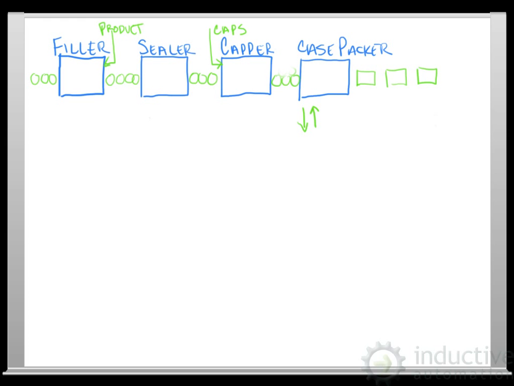So that downtime, let's say it was, I don't know, 30 seconds or something. That downtime really didn't stop the filler or the other machines. So was it really downtime? It did not cause a loss of production, so it should not be counted as downtime.